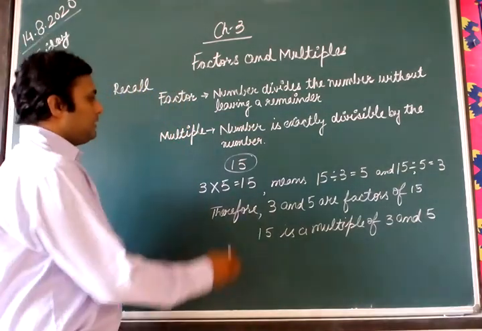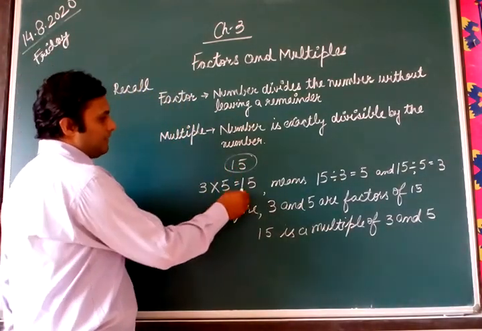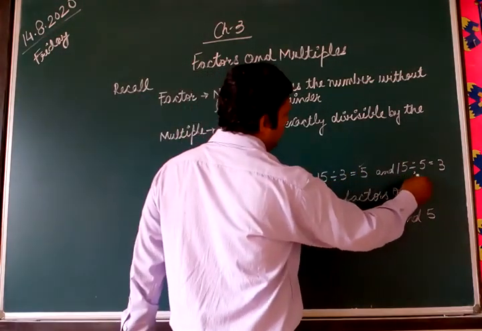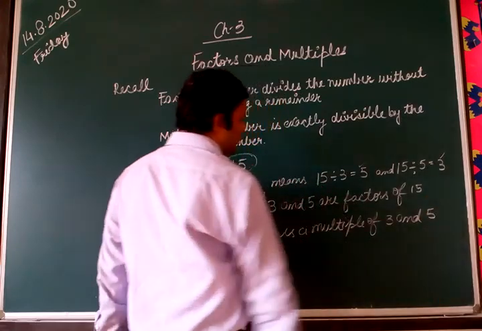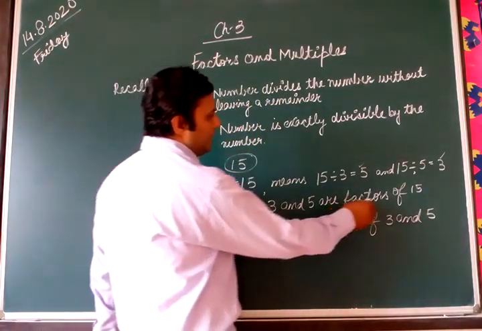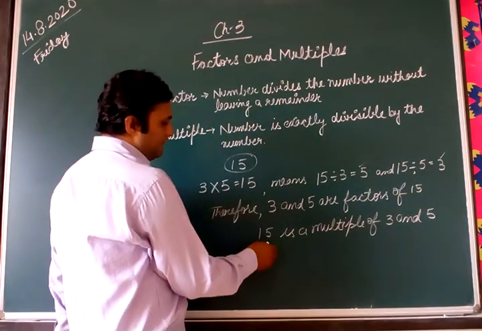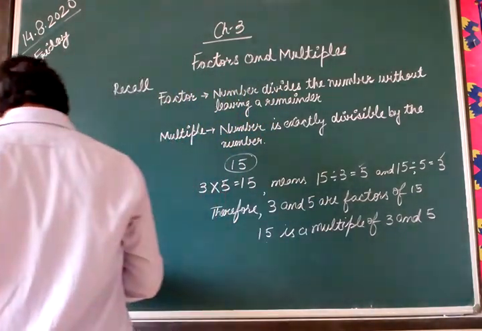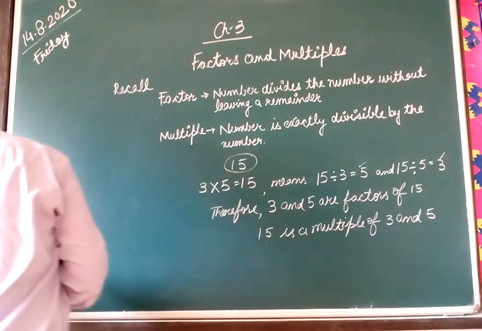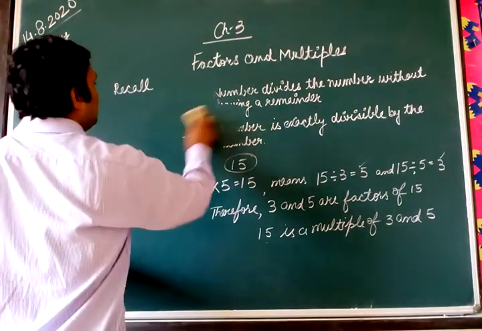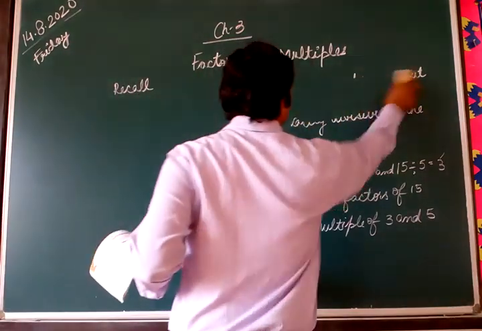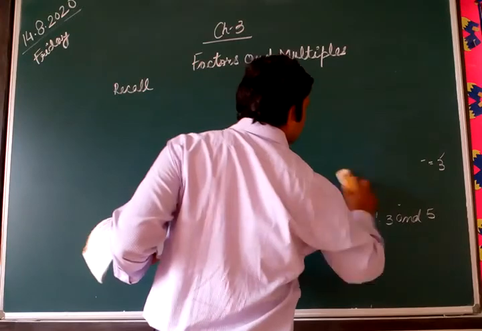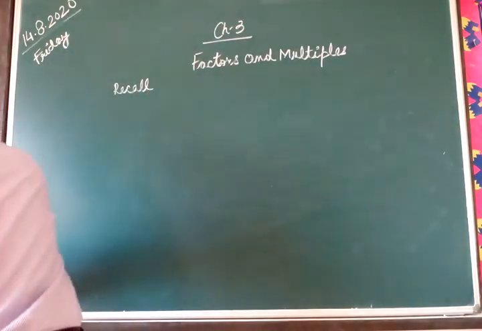So we have taken the number 15. 3 multiplied by 5 gives 15. 15 divided by 3, we get 5, and 15 divided by 5, we get 3. So we can say that 3 and 5 are the factors of 15, but 15 is a multiple of 3 and 5. In this way, we can find the factors and the multiples. This is the recalling exercise.